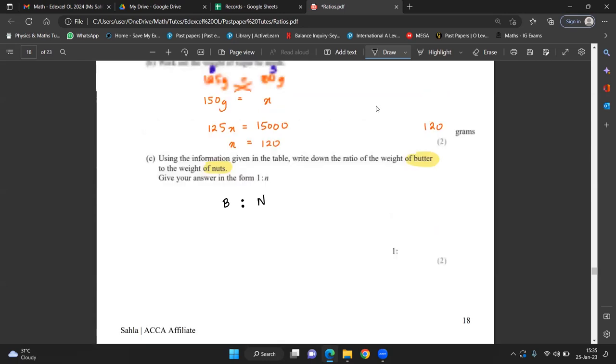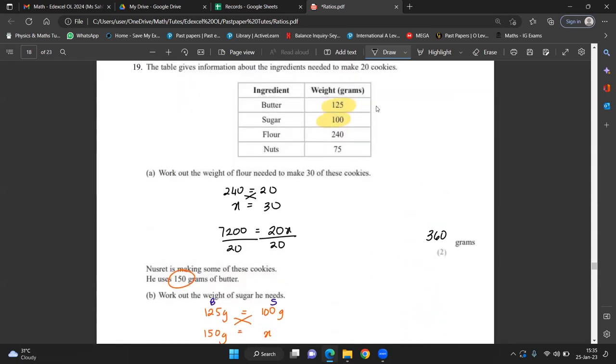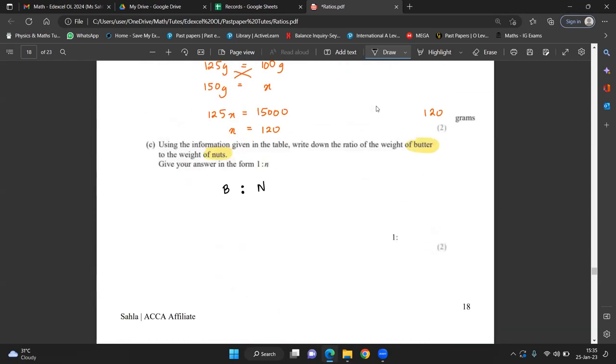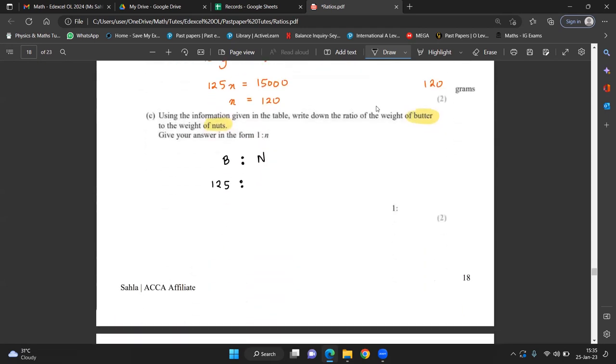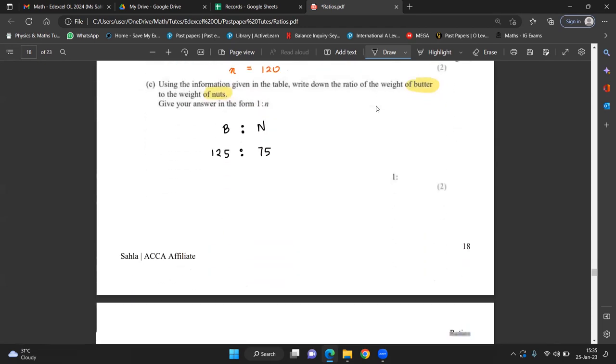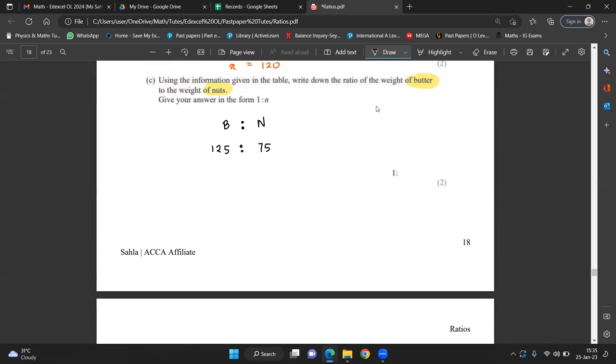Okay. Now, guys, tell me from the table how much butter has been taken. 125. So below B, you're supposed to write 125. How much in nuts? 75. Done. Okay, now you need to focus on this a bit. When I tell you to write this as a ratio in the form 1 is to n, did the 125 become a 1 or did the 75 become a 1?